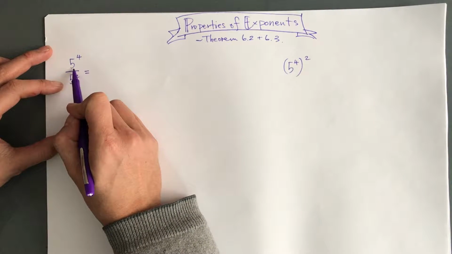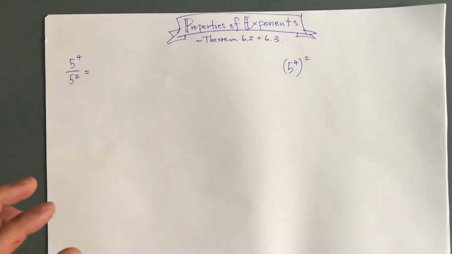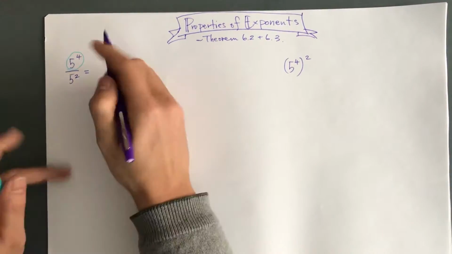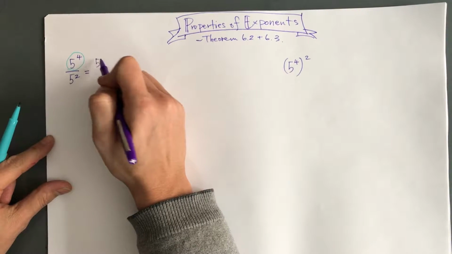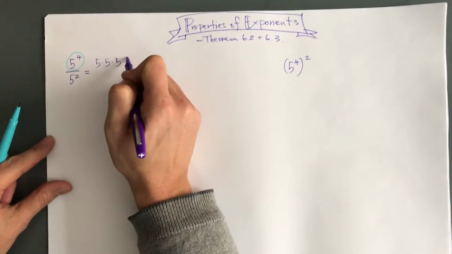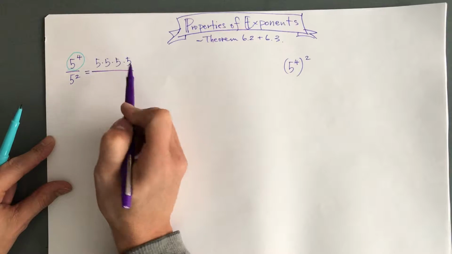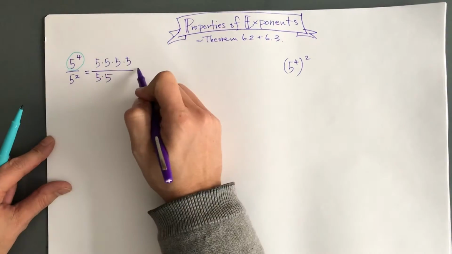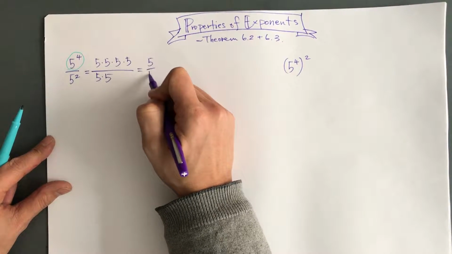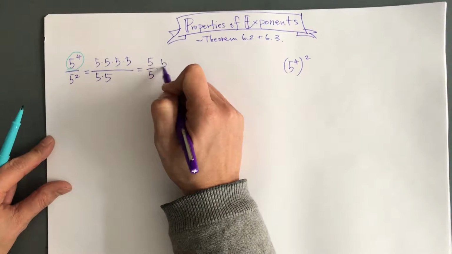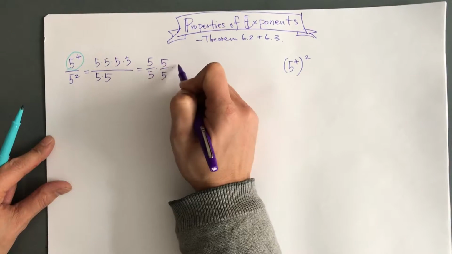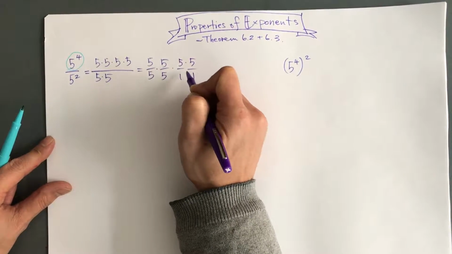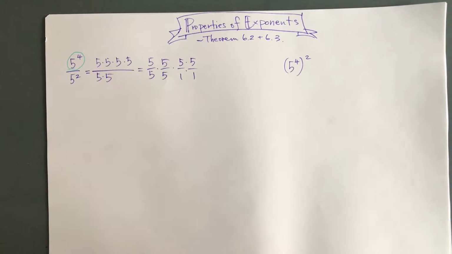So this means what? We multiply four copies of 5, right? And then downstairs we multiply 2 copies of 5. But we know that we can rewrite this as this, by fraction.